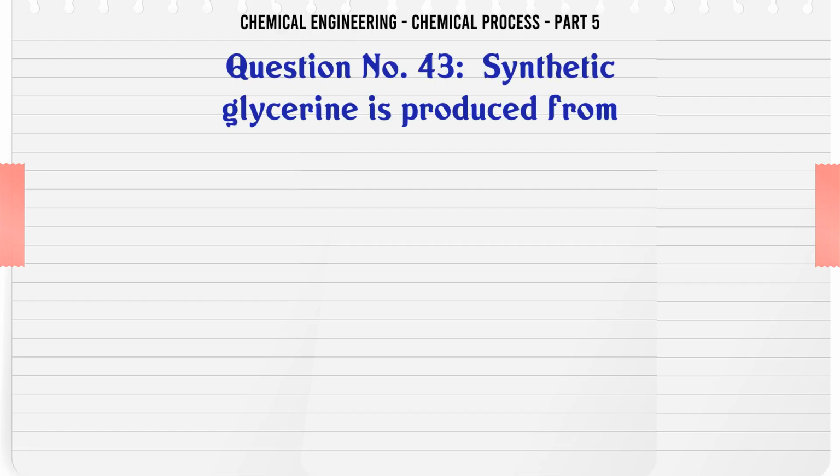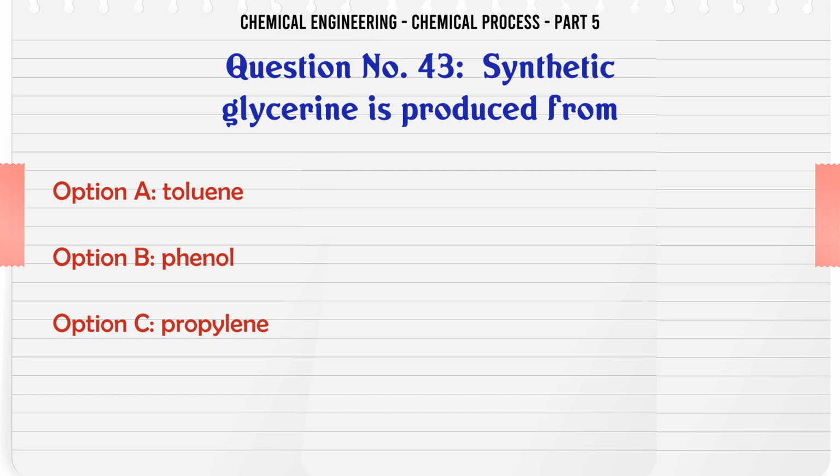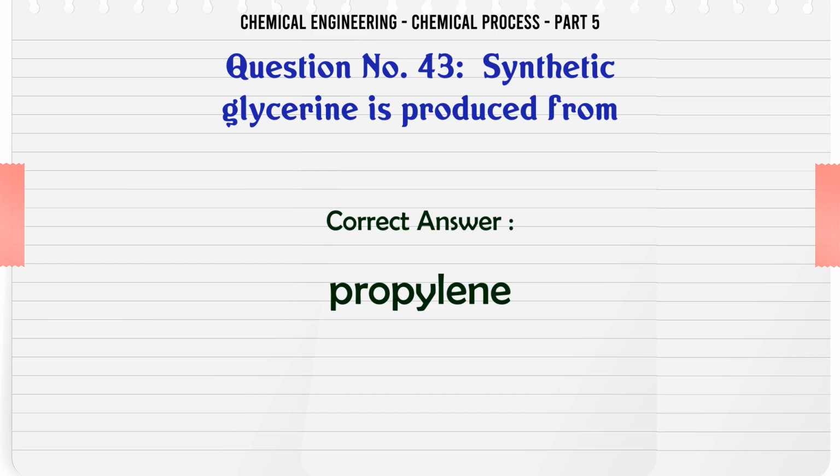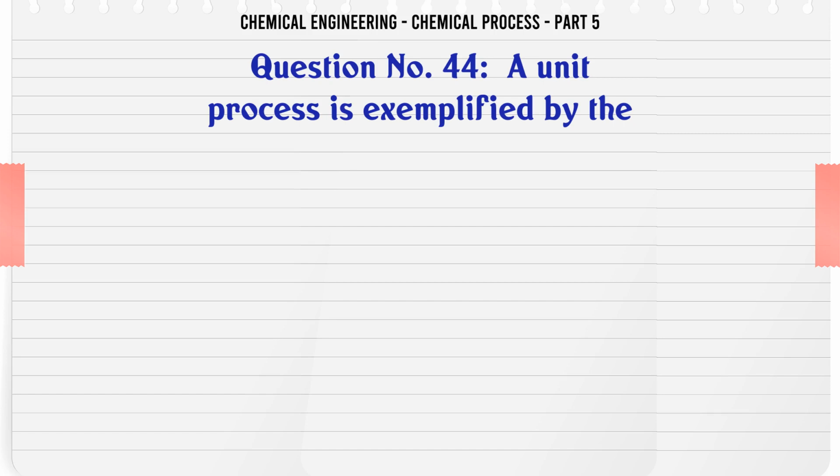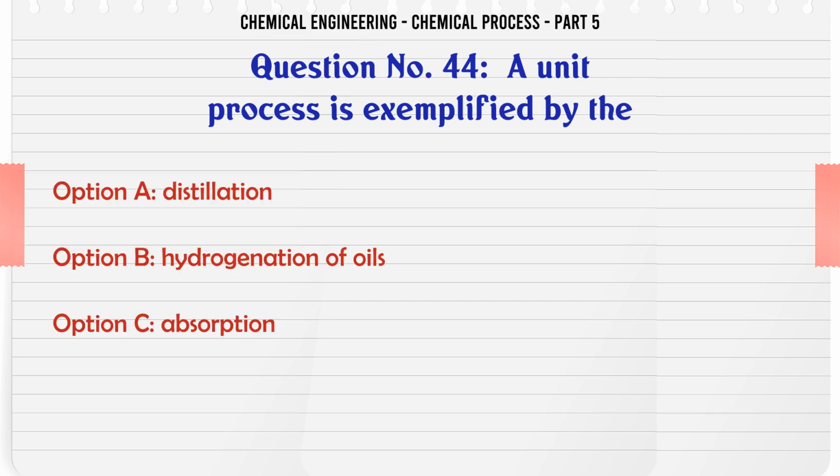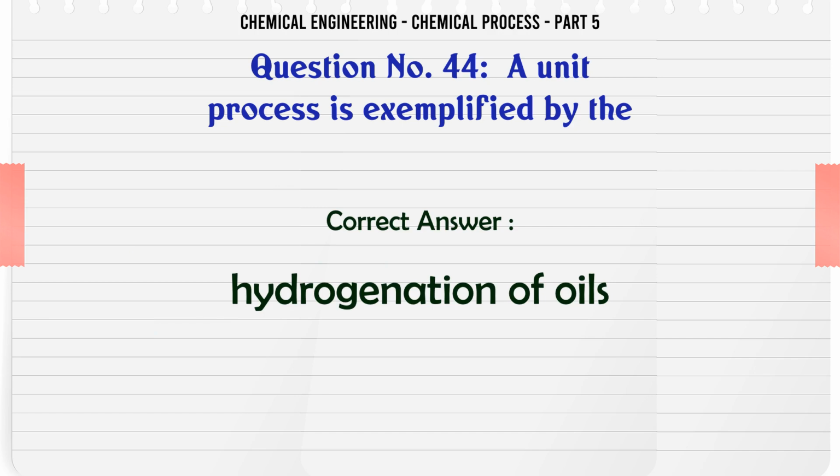Synthetic glycerin is produced from A. toluene, B. phenol, C. propylene, D. naphthalene. The correct answer is propylene. A unit process is exemplified by the A. distillation, B. hydrogenation of oils, C. absorption, D. humidification. The correct answer is hydrogenation of oils.